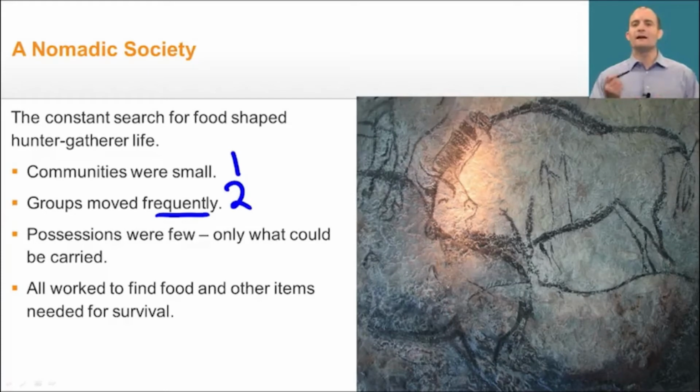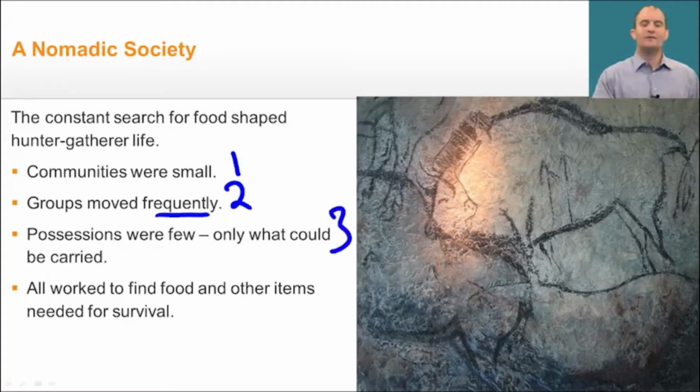Think about, if they have a spear and they're hunting a buffalo and they throw the spear at the buffalo but it misses, that buffalo is going to run off and the herd of buffalo will run off too. Consequently, the animals will run off and the humans will have to chase them. So they're constantly on the move.